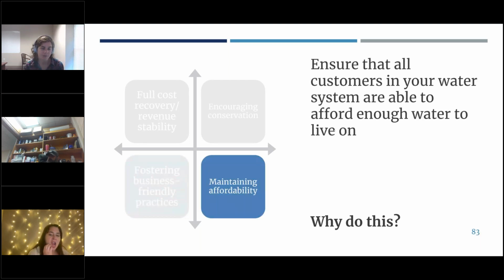And then finally, the fourth objective is maintaining affordability. From our perspective at the EFC, we're finding that affordability has been an issue and it's continuing to be an issue. We're continuing to hear concerns about affordability and affordable bills for folks in their community. Affordability is just ensuring that your customers are able to afford enough water and wastewater service that they actually can live off of it.